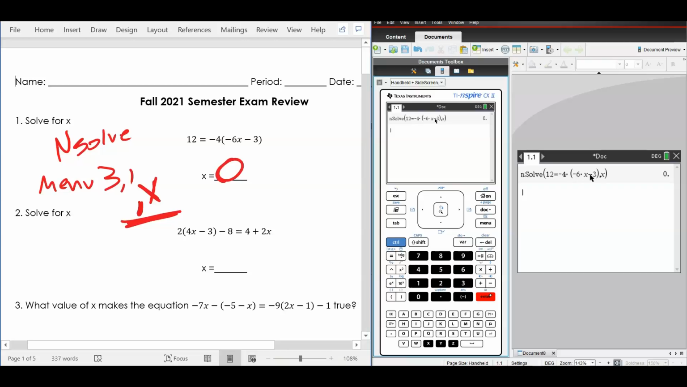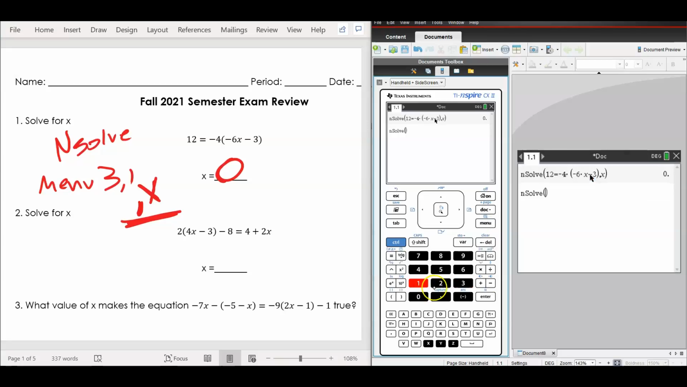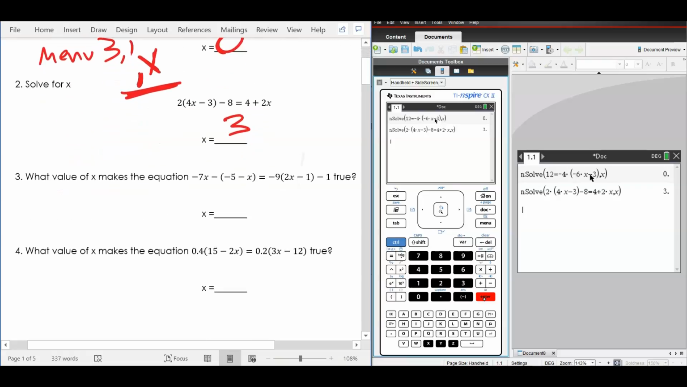Okay, same thing for number 2. Let's do menu 3 1. Okay, 2 parentheses 4 x minus sign 3 parentheses minus sign 8 equals 4 plus 2x. Don't forget comma x. Okay, 3. Do you see how this is doable if you know what to do?